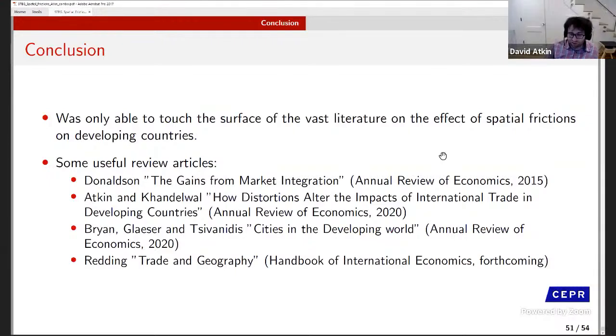I think about distortions, not just spatial ones, more generally. And then there's a couple of recent papers thinking about economic geography, either urban economics or spatial frictions within cities, as well as spatial frictions across locations in trade and geography. Again, the latter one's not development specific, but some of those papers are.